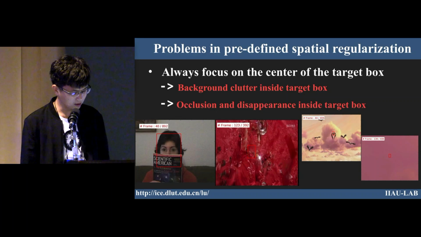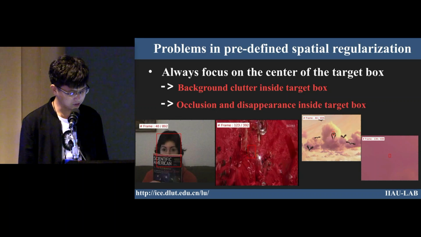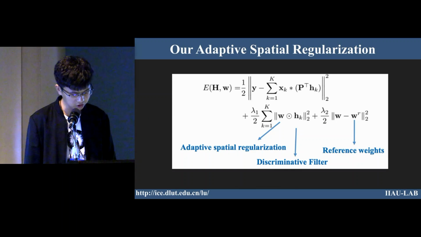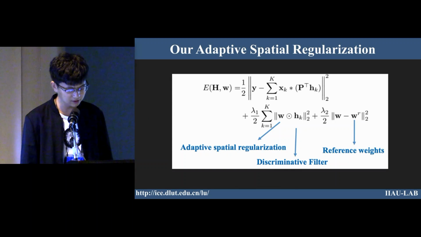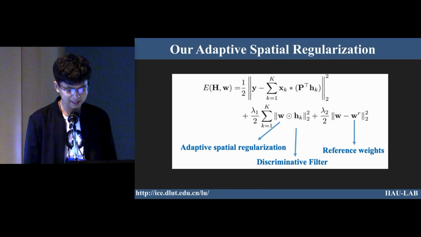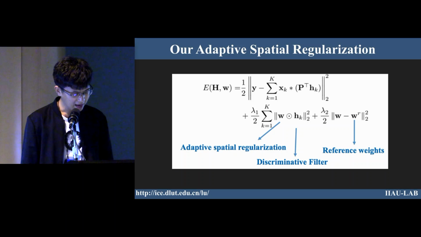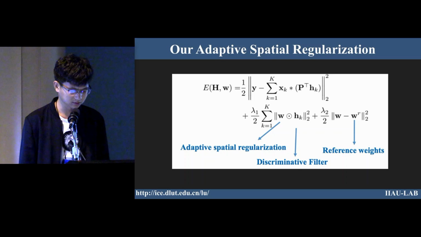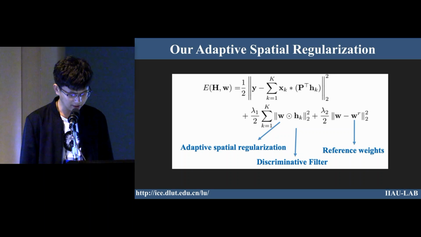Therefore, we propose an adaptive spatially regularized correlation filter model. This is our objective function. H is the filter that needs to be learned. W is the adaptive spatial regularization. It is a variable and also needs to be learned. Y is a Gaussian label. X is a feature of training samples. P is a binary matrix. WR is a reference weight.